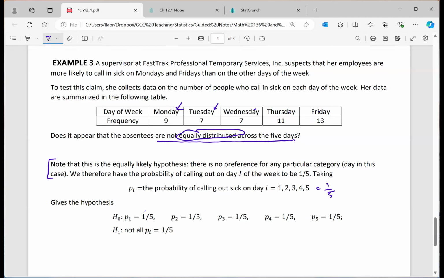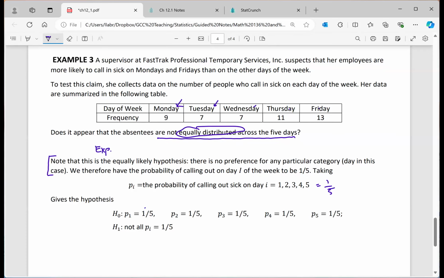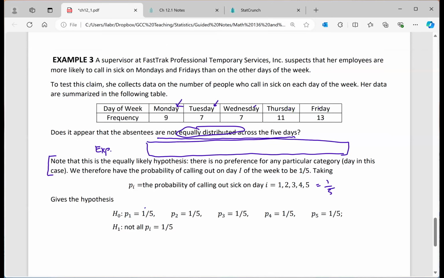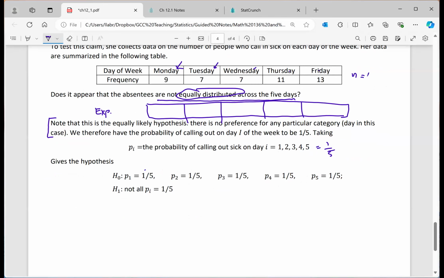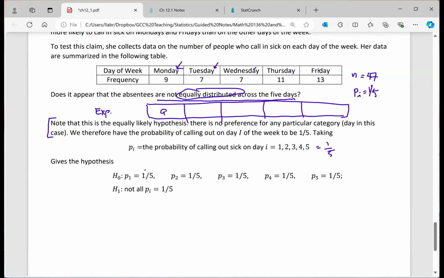Now, under the null hypothesis, we could actually compute the expected count. So how many people did we expect to call out sick on each of these days? Let me just quickly show you how you can do this. If all of them have a probability of 1 out of 5, remember that we find our sample size by adding up all of this, and that's 47. Then we take 47 and multiply that by p_i, which is 1 out of 5. And I believe you get 9.4 for all of these.